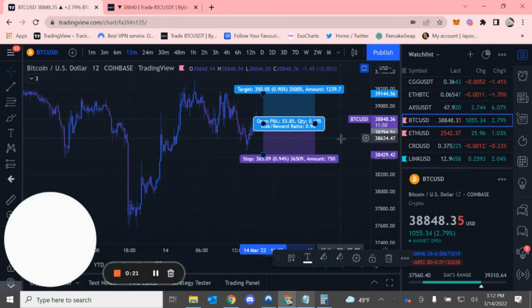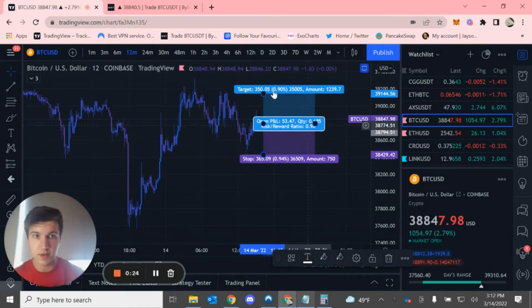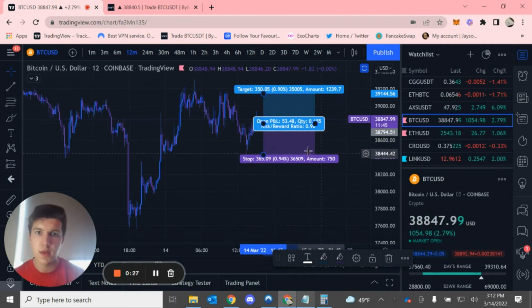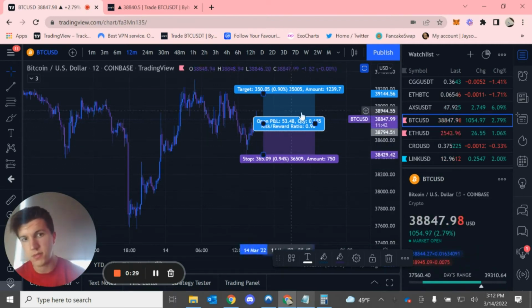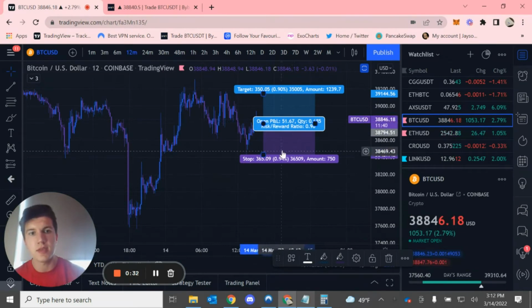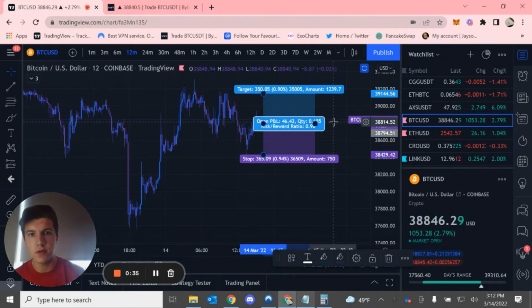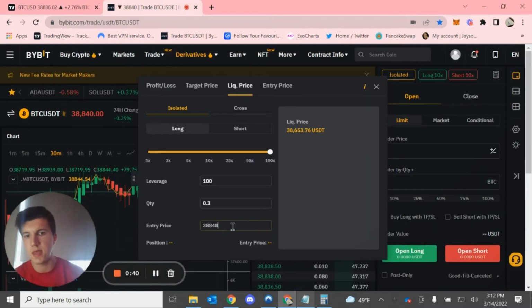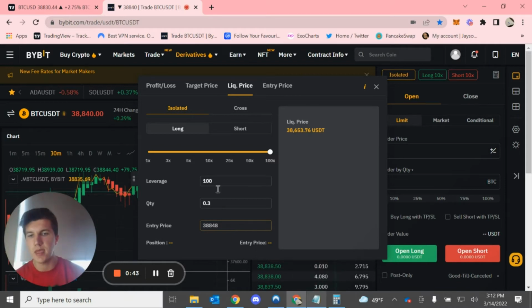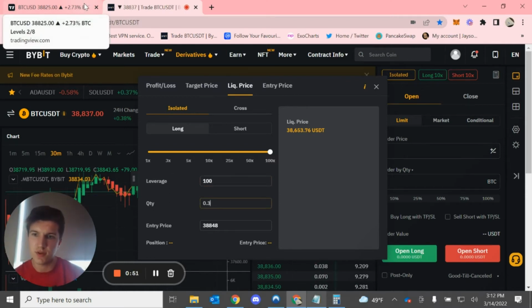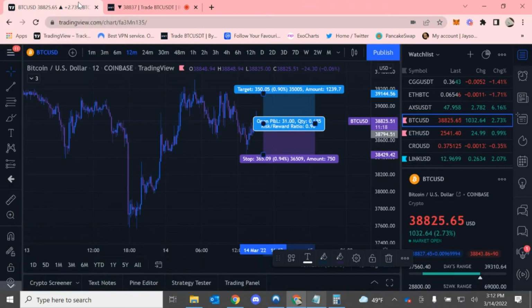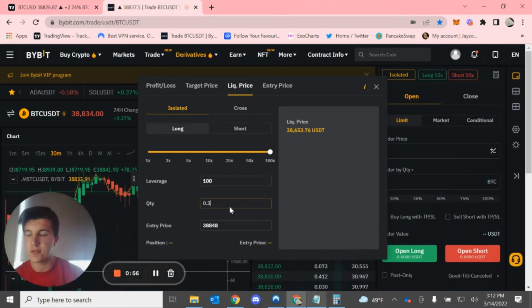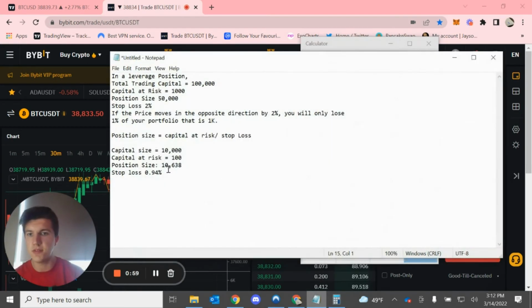Here, this may get kind of messy because price is jumping all around right now, but based off of what we calculated earlier, we keep note of our entry price. I'm going to write down 38848 and then just experiment with 1000x leverage. Quantity doesn't really matter that much, but just keep in mind your position size from these steps right here.